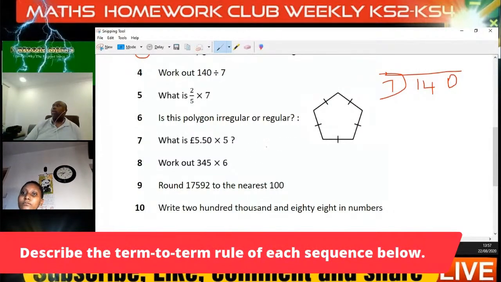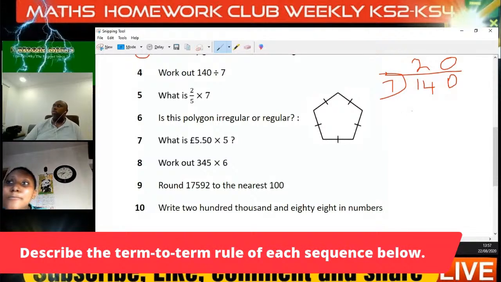You're going to say, right, 7 into 1, you can't. So you say 7, how many times can 7 go into 14? How many times can 7 go into 14? 2. Okay. And 7 into 0, 0. So that's 20. Okay.